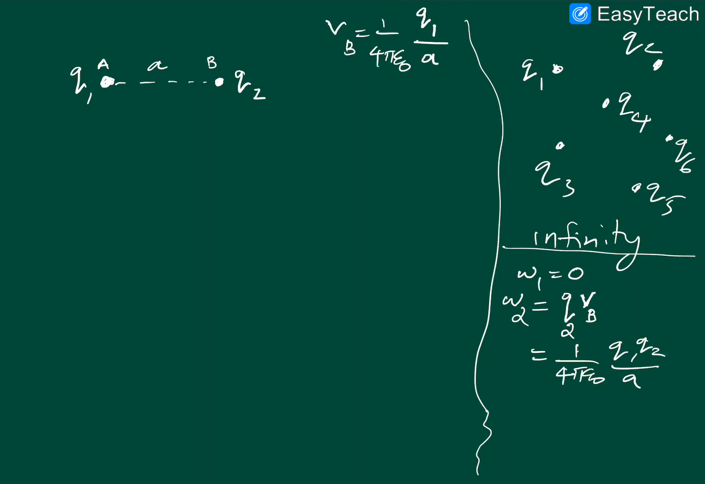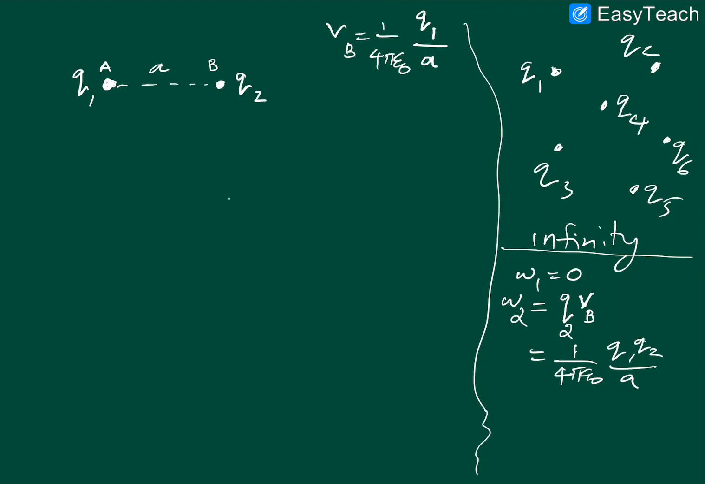Now, after doing this, you will move the third charge. Let us say this is the point C. You are moving the third charge Q3, which is again at a distance of A. Now at C, there will be potential at C due to two charges. Both Q1 and Q2 will exert potential at C. So in the case of work done, there will be two terms because two charges are exerting potential at C.